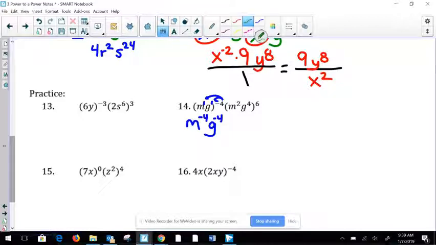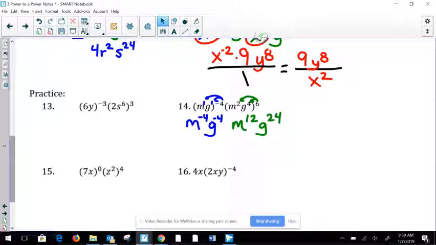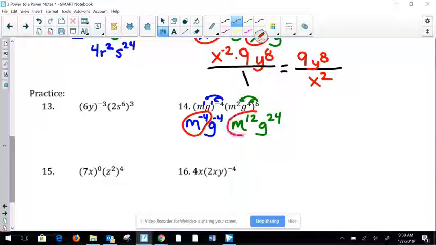Now I have no missing ones in my second one, so I'm just going to distribute my exponents. So I have m, what's 2 times 6? 12. Then I have my g. What is 4 times 6? 24. Awesome. So now if I look here, I have some like bases, and what do you do when you multiply like bases? You guessed it, you add. So I have m. What is negative 4 plus 12? Good. It is an 8.